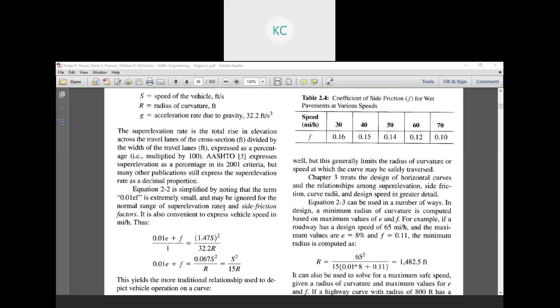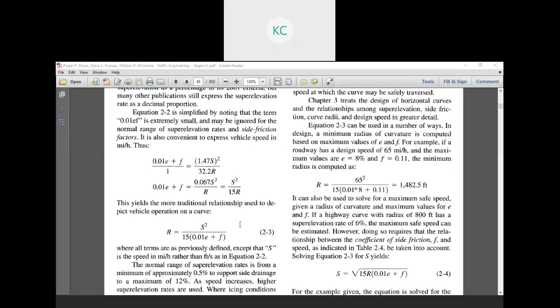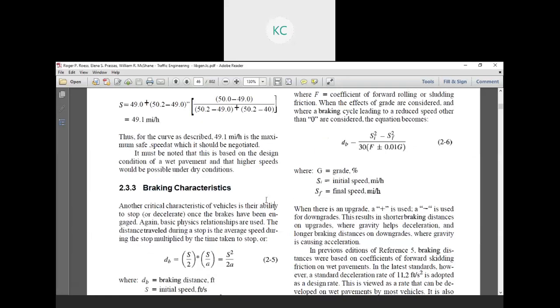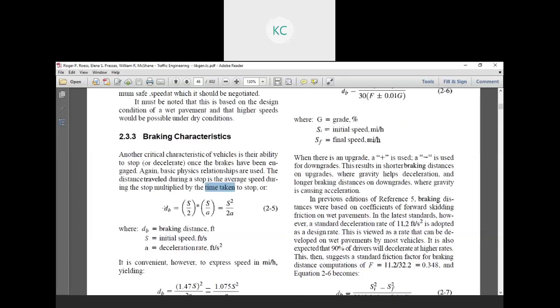In the previous lecture, we were discussing the braking characteristic of a particular vehicle. Another critical characteristic of a vehicle is the ability to stop once the brakes have been engaged. Other basic physics relationships are used. The distance traveled during a stop is the average speed during the stop multiplied by the time taken to stop. So the equation is dv equal to s by 2 into s by a, which is equal to s square by 2a, where s is the initial speed and a is the acceleration rate.